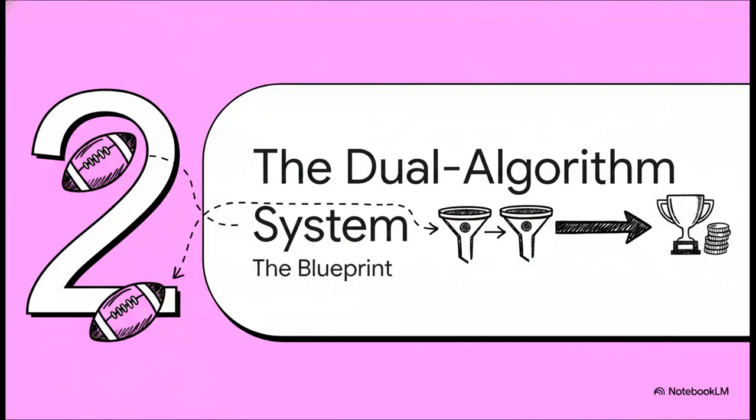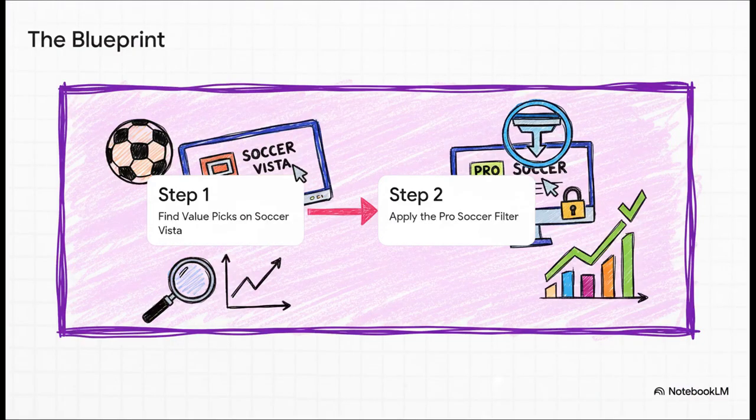The technique itself is what's known as a dual algorithm system. So, we're not just relying on one computer's opinion. We're actually making two different data models work together to find a much stronger signal. And here's the blueprint, plain and simple. Step 1. We find potential value bets on a site called Soccer Vista. Then, and this is the absolute crucial part, we run those picks through a second site, Pro Soccer, to see if they, quote, agree in principle. So how does that really work?